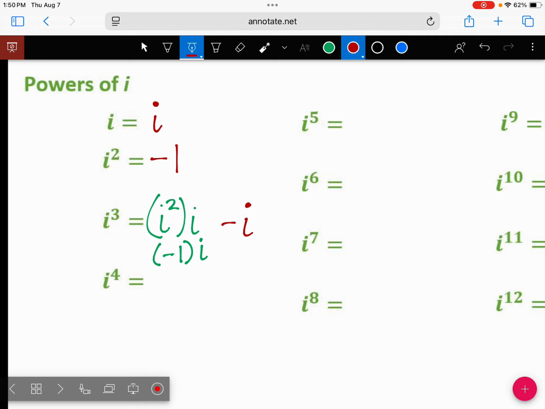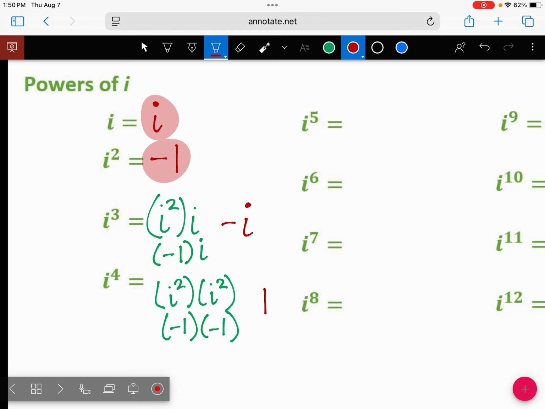And then i to the power of 4 can be broken down to i squared times i squared, which is -1 times -1. And what is -1 times -1? 1. These are the only 4 answers that are acceptable. When you're asked to simplify i, if you're not telling me one of these 4 answers, it is wrong. All right, now let's keep going.